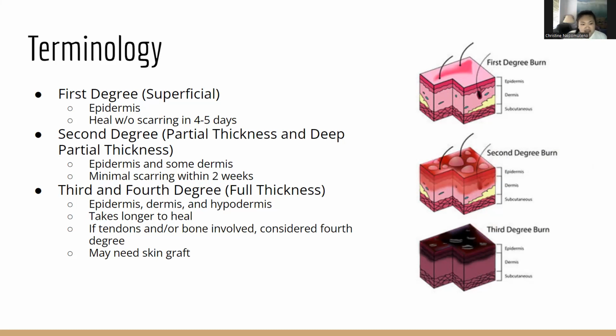And the next is second degree burns, which are also considered partial thickness and or deep partial thickness. And this affects the epidermis and some of the dermis. And this often creates minimal scarring in the span of 2 weeks, but the most damaging kinds of burns are third and fourth degrees, which are considered full thickness. And these burns affect the epidermis, the dermis, and the hypodermis. So it's including the subcutaneous layer of tissue.